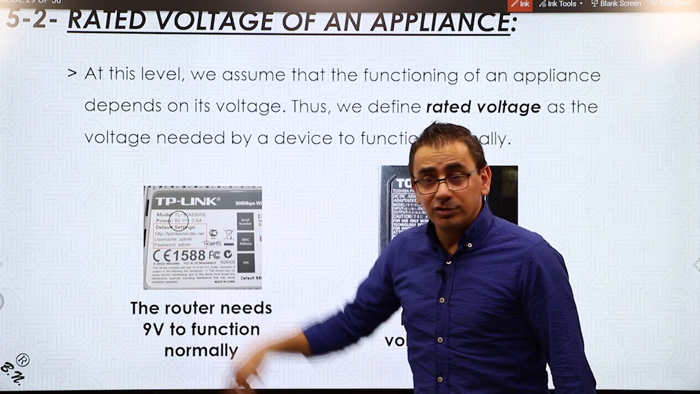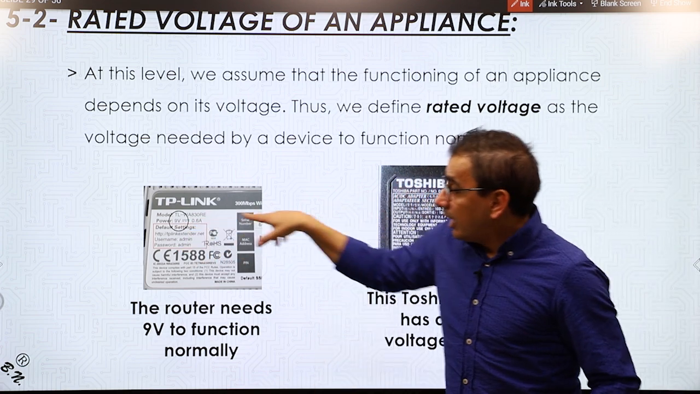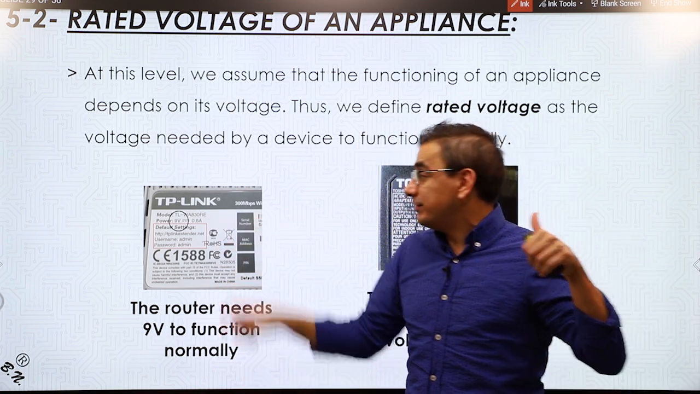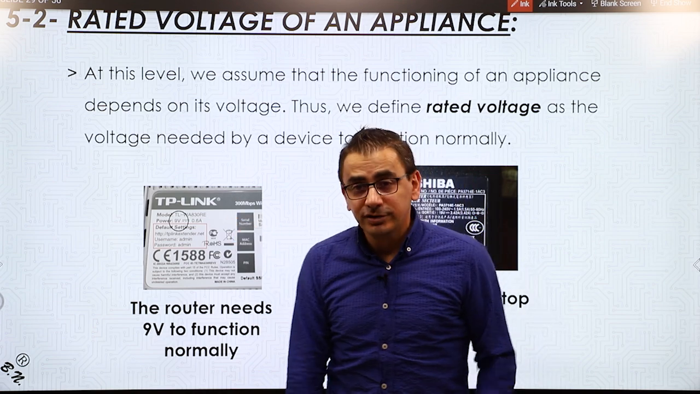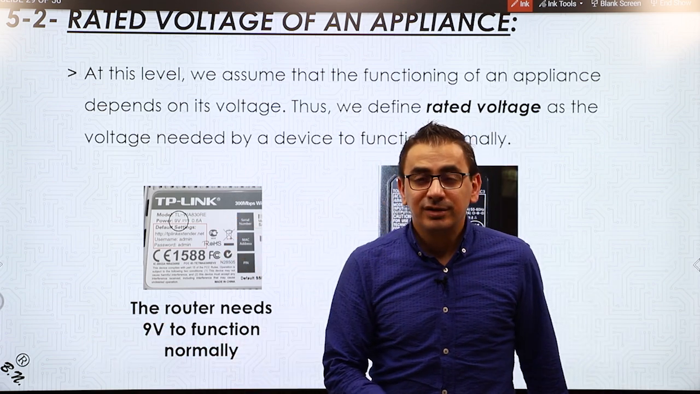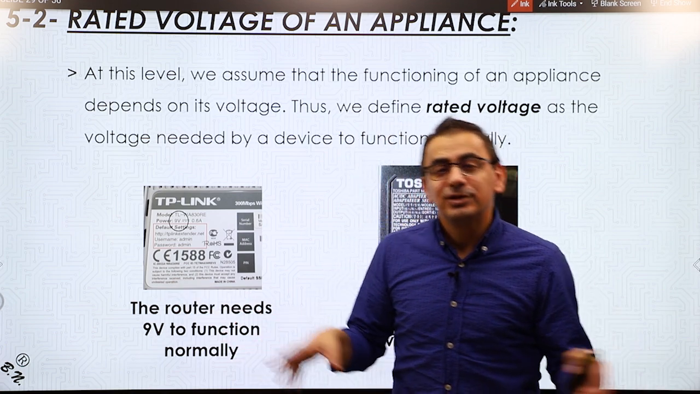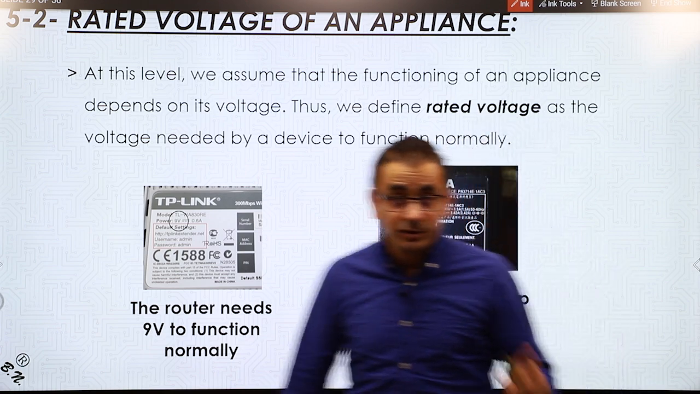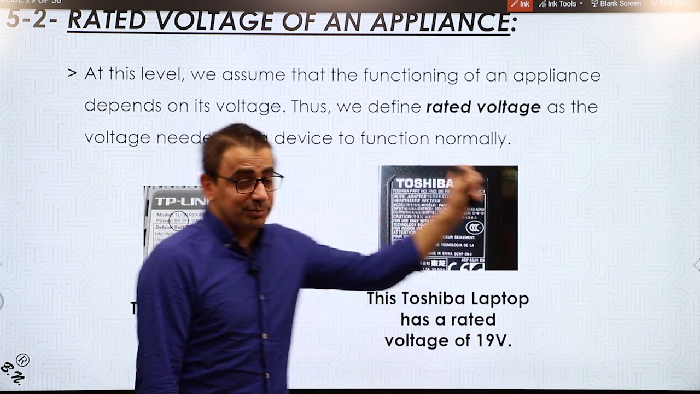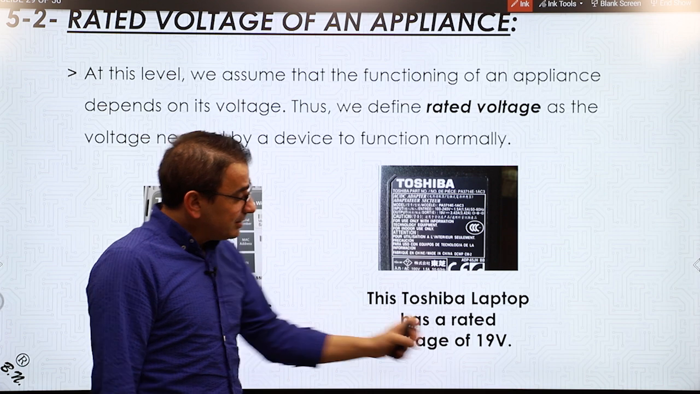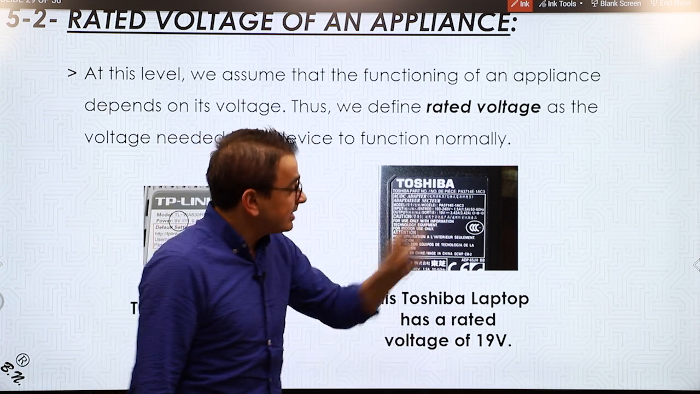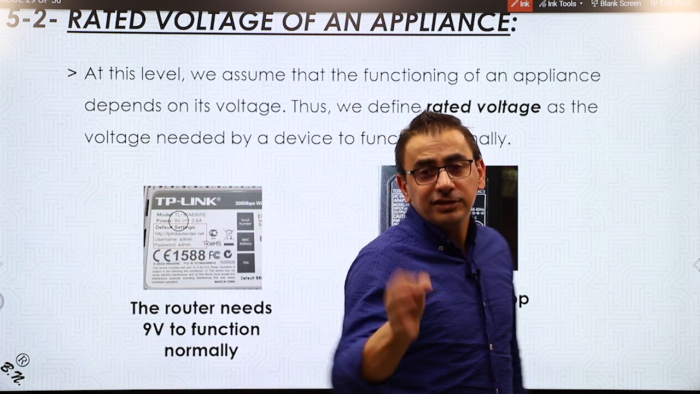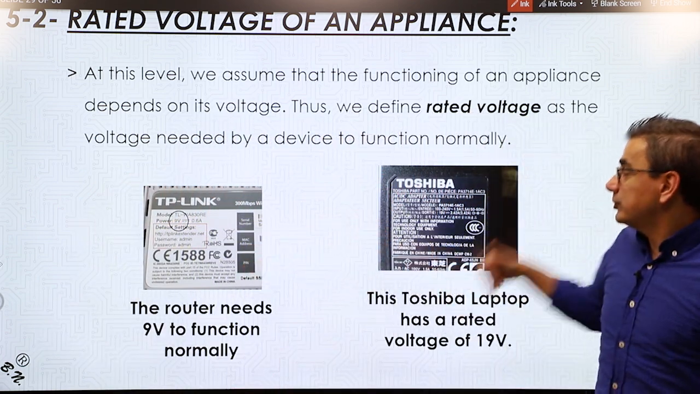On a router, we have 9 volt, line 0.6 ampere, meaning this router functions properly under a DC voltage of 9 volts and 0.6 ampere. Now, I will not talk about this. Let's think about it that this router needs 0.6 ampere. But I will not talk about it. I'll talk about another example, which is a laptop. This laptop needs 19 volts. It's 19.2, yes, it's 19. 19 volts to function properly. This is the rated voltage. You just say rated voltage of router, rated voltage of laptop.